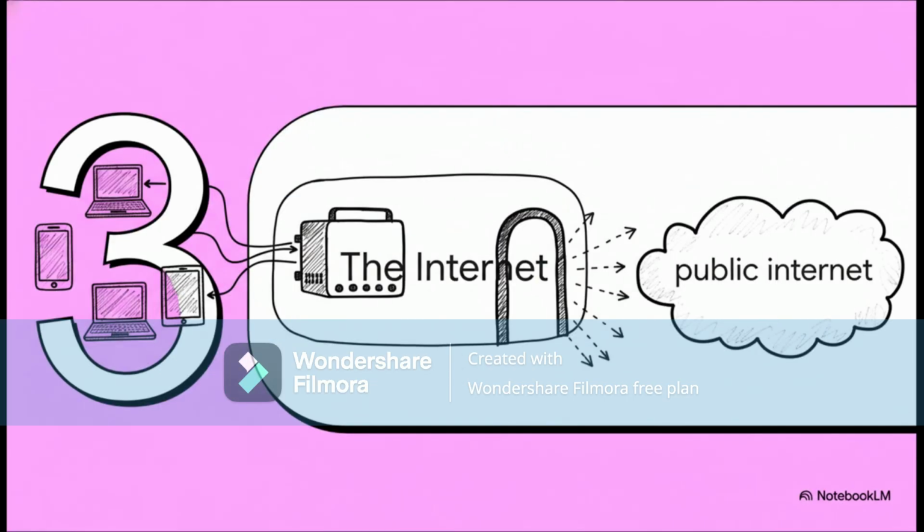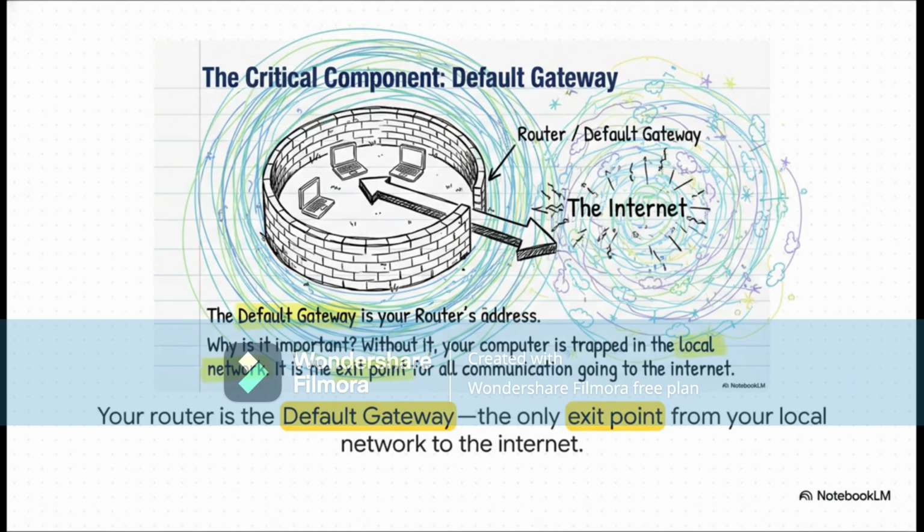So, if all your devices have these private local addresses, how in the world do they get out to the public internet? Well, they need a special exit door. This image just nails it. Think of your home network like a big walled garden, and all your devices are inside. The only way out to the rest of the internet is through one specific gate. And that gate, that's your router. We call it the default gateway.